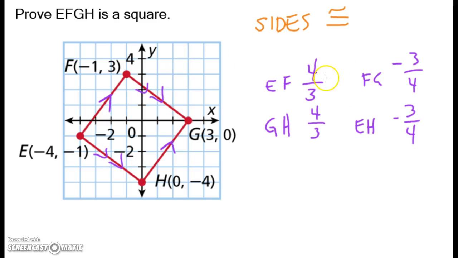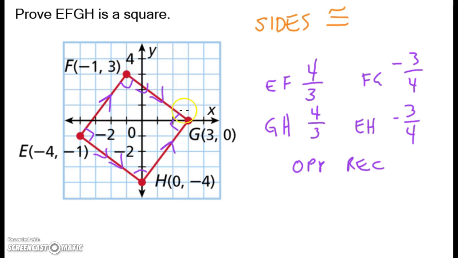Now we just need to check to see if they are perpendicular. Is 4 over 3 and negative 3 over 4 opposite reciprocals? Yes, they are. This one's positive, this one's negative, this one's right side up, this one's upside down. So because these are all opposite reciprocals, we are proving that these are all 90-degree angles.